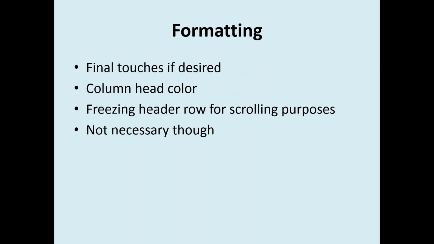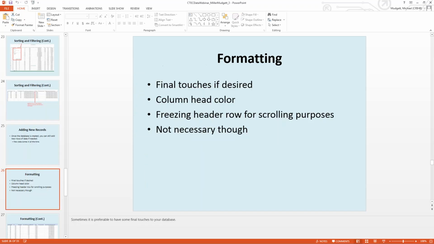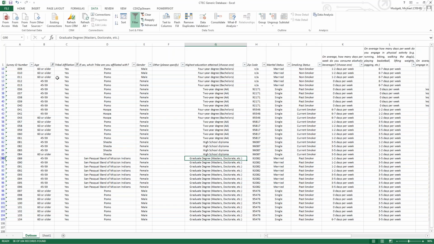And then quickly, one of the last things I want to talk about with the Excel portion before Marissa takes over is just the formatting. Now, I typically don't format my database too much, but you can use a different color for the column header, or you can even freeze the header row. For scrolling purposes, it's not necessary, though, but it comes in handy if you open up the Excel document that we have.